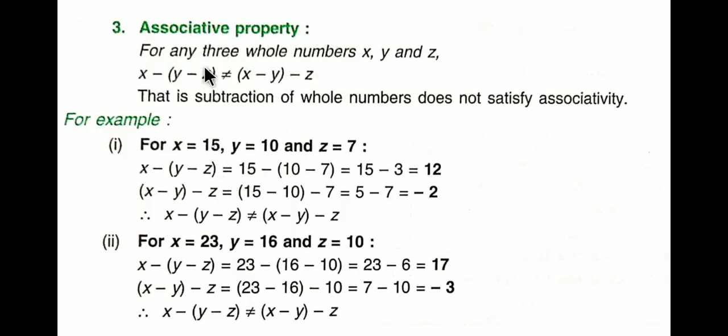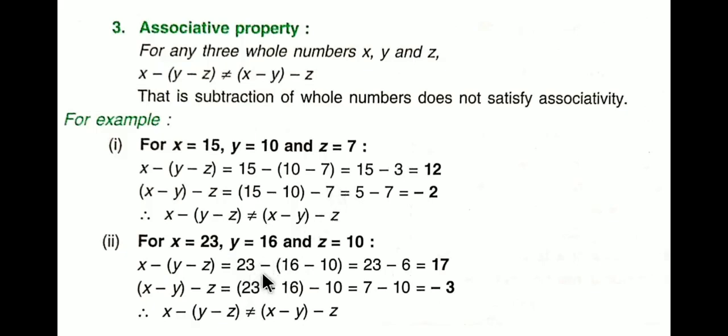But in case of subtraction, let's see over here. When 15 minus 10 minus 7 is done, if you operate 10 minus 7 first, then we get 3, and 15 minus 3 is equal to 12. But with the same group of numbers, if 15 minus 10 is performed first, then we get 5, and 5 minus 7 gives us minus 2. So here we get two different answers if we try to follow the associative property. That means it is not being fulfilled.